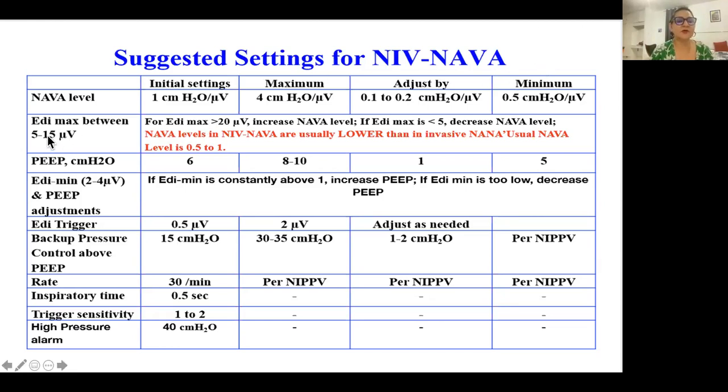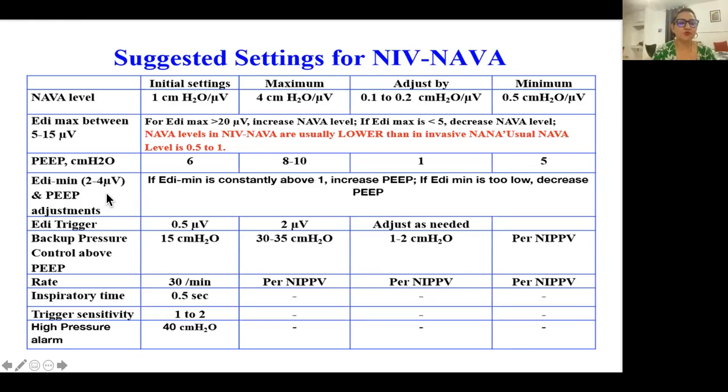And EDI maximum is 5 to 15. For any EDI maximum, if it is going beyond 20, we have to increase the NAVA level. And if the EDI maximum is less than 5, we have to reduce the NAVA level. So usually the NAVA levels in the NIV-NAVA are lower than in the invasive NAVA. The usual NAVA level is 0.5 to 1 in the NIV, and in the invasive it is a little higher.